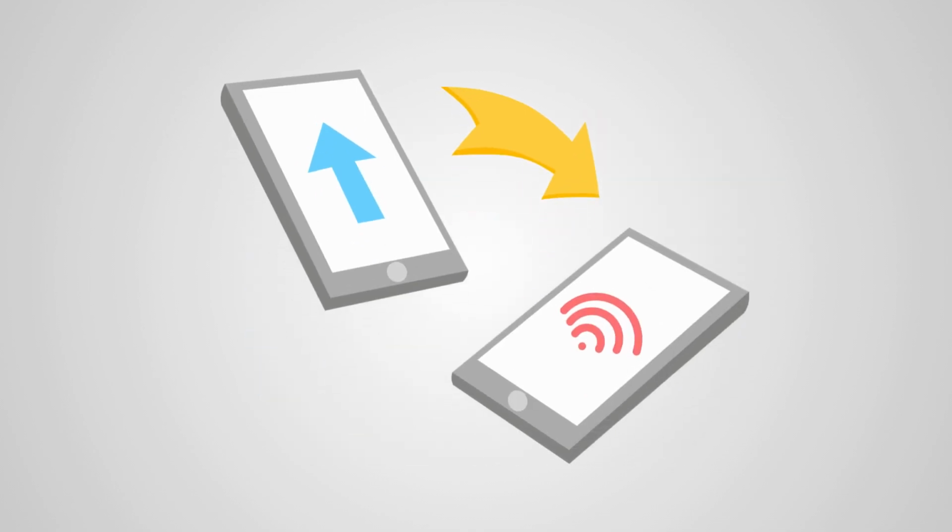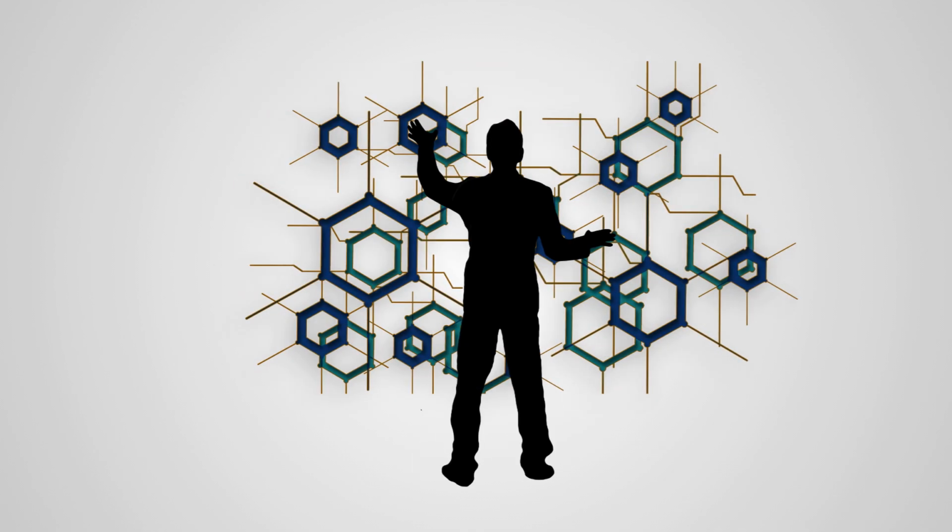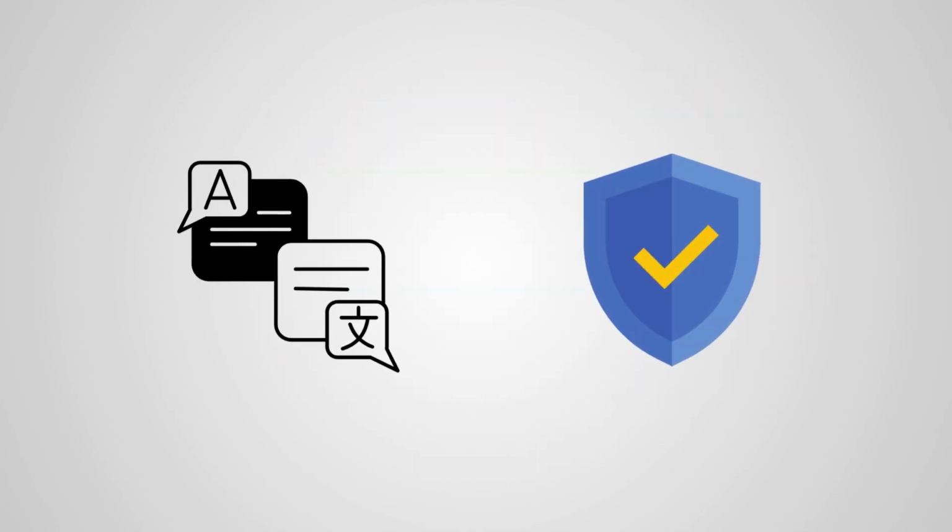This layer ensures that data sent from one device can be properly interpreted by another device, even if they use different systems. Essentially, it works like a translator and security guard for data.